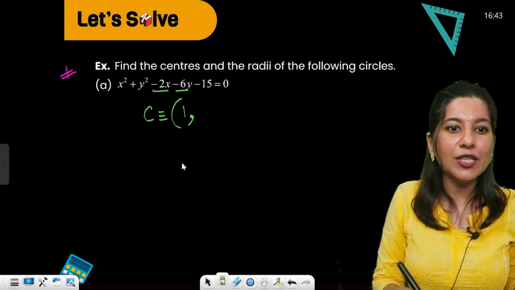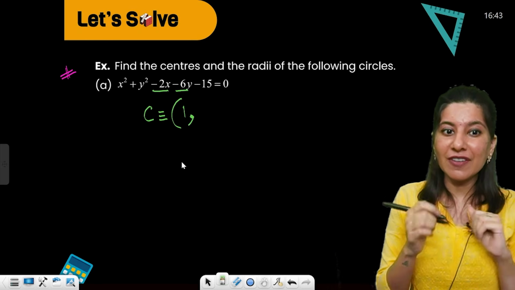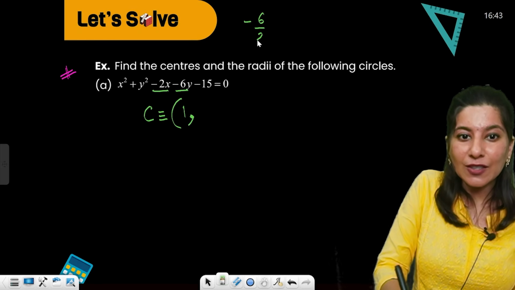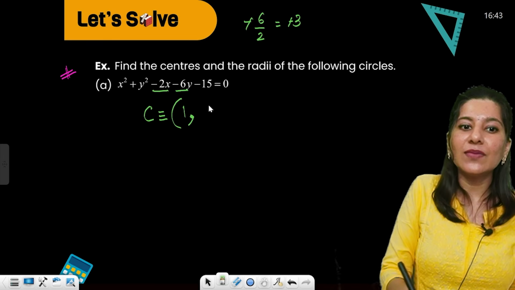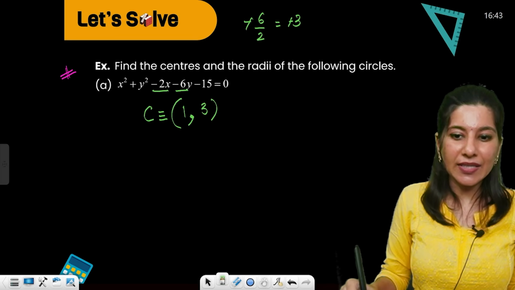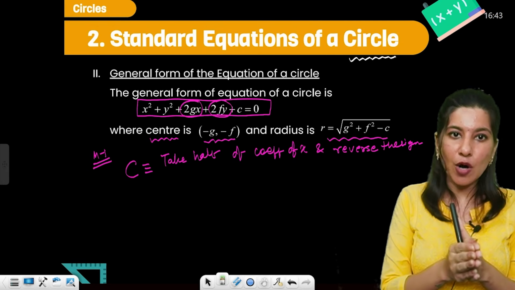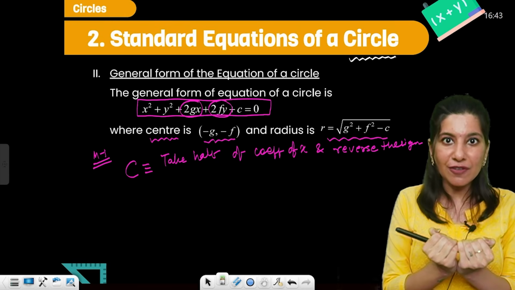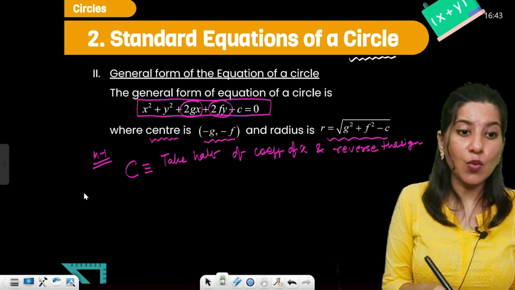Now what about the y coordinate? -6y, so -6 is the coefficient of y. -6 by 2 is -3, and now reverse the sign. So 3. (1, 3) will be the center. Okay, this is how it is done. Whenever you see this particular form, take half of the coefficient of x or y, both, and reverse the sign. First thing. Now what about the radius?